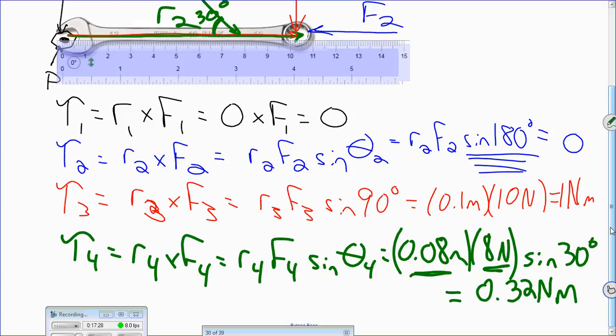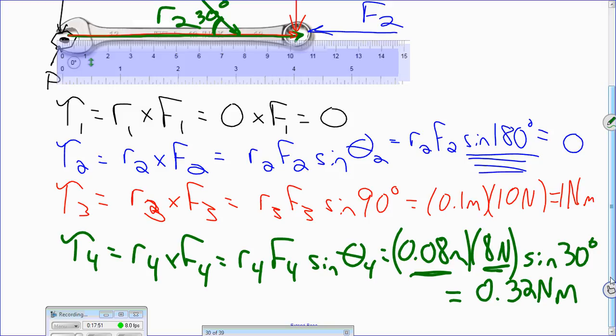Okay? Here's how I do it. When you do a cross product, you line your right hand up to point along the first vector. So for me, I'm going to line my right hand so that the fingers point along the direction of R, my lever arm, and then you curl your fingers in the direction of the second vector.